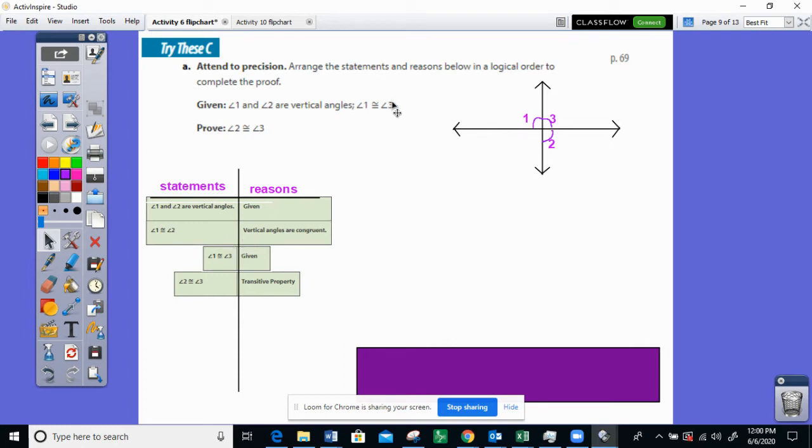Okay. Then they also told us that angle 1 is congruent to angle 3. That's given. Well, if angle 1 is congruent to angle 2, and angle 1 is also congruent to angle 3, angle 2 and angle 3 have to be congruent to each other. That's the transitive property. So logically, there's a good flow to this proof.